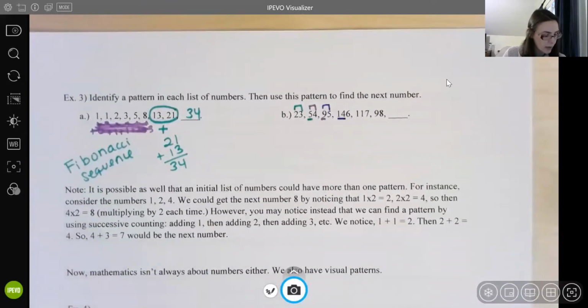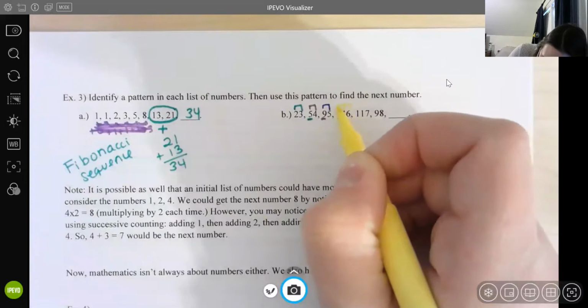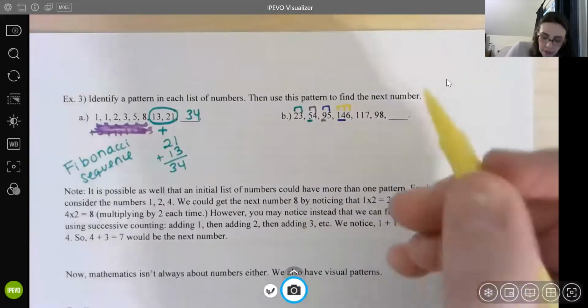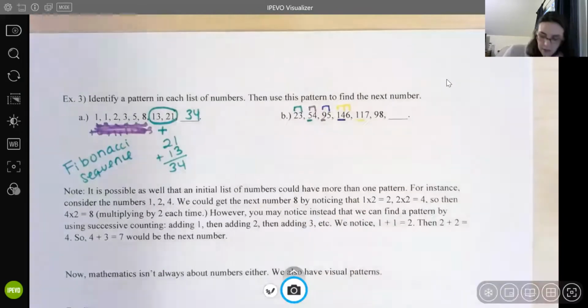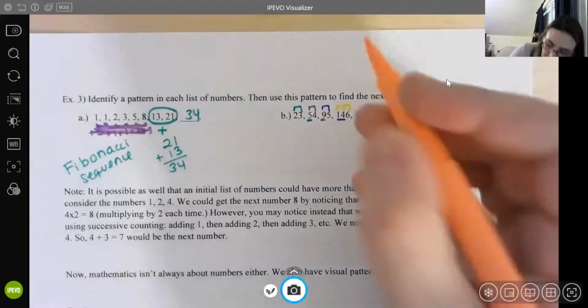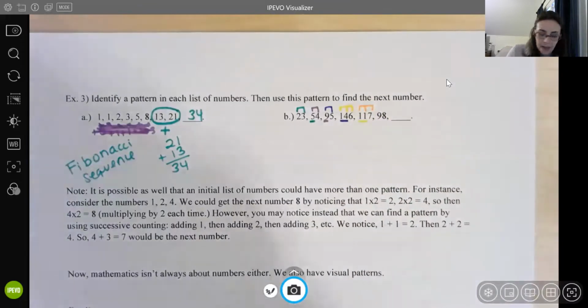Let me get a different color now. Now add up the other digits. I have a 1 plus a 4 plus a 6, right? 1 plus 4 plus 6, that's 11. So there's the 11. And then here, 1 plus 1 plus 7, that gives me the 9.